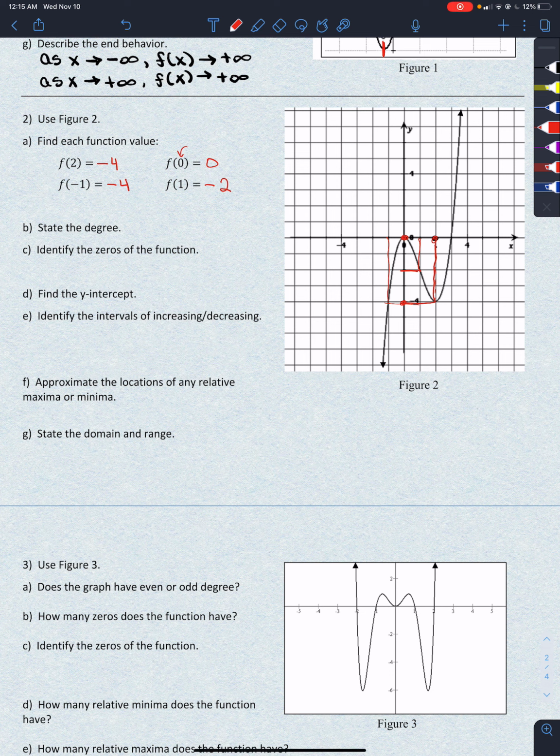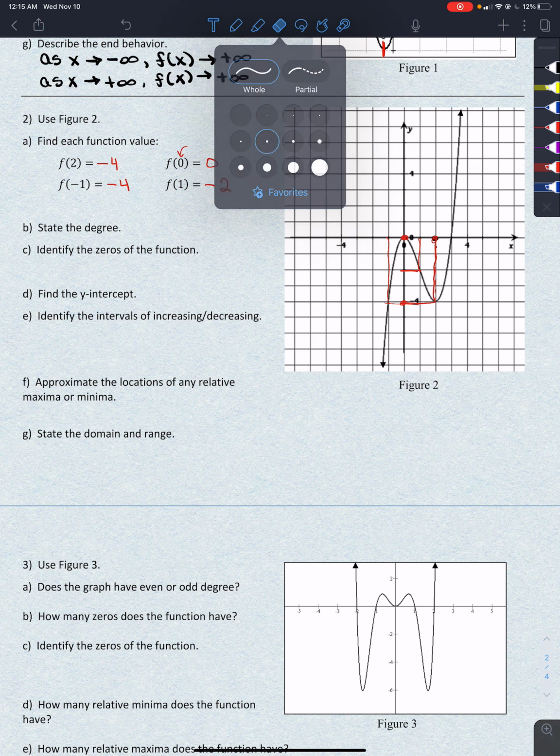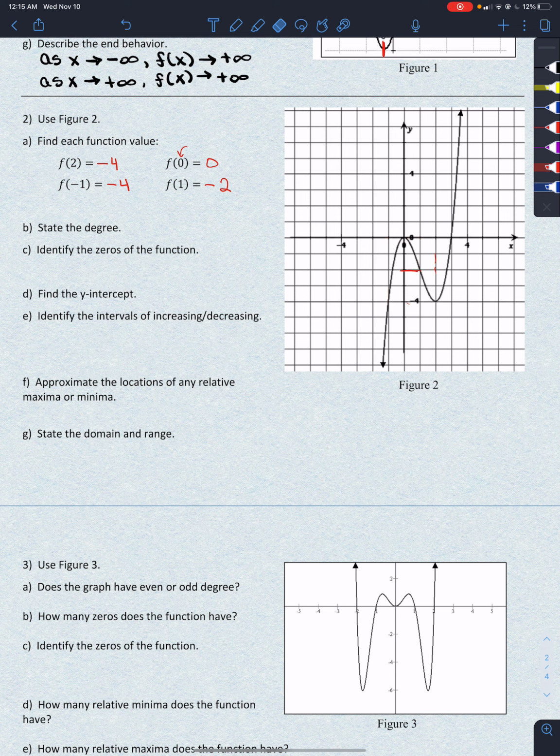Right? State the degree. Well, it's going to be an odd degree, okay, because the ends are pointing opposite directions. So it'll be an odd degree. And looking at the number of turning points, we can count the number of turning points and add 1 to that to find the degree. So here's 1 turning point. Here's 2 turning points. So 2 plus 1, the degree is 3. Identify the zeros. I'm going to go ahead and put this as well as x to the 3rd. And it is positive because the right side is pointing up.